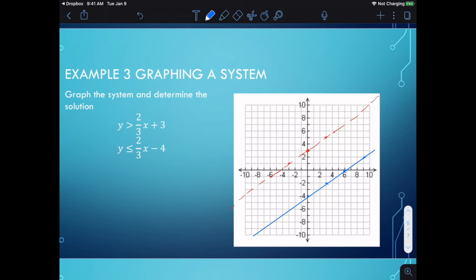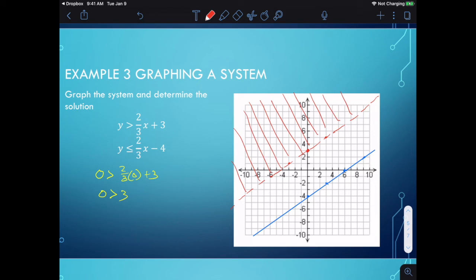Now let's go ahead and do our shading. So for the first line, I'm going to go back to a red pen for my shading. The origin. So we're going to go 0 greater than 2/3 times 0 plus 3, or is 0 greater than 3? 0 is not greater than 3. So we'll go back to red pen here. We're going to shade everything away from the origin on our line with nice light shading from the line away from the origin. And there we go.